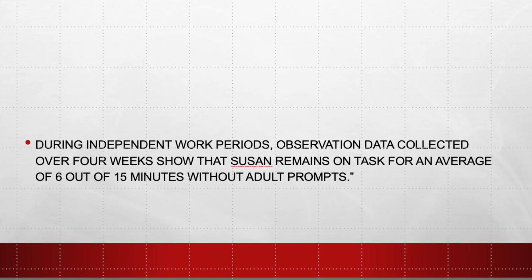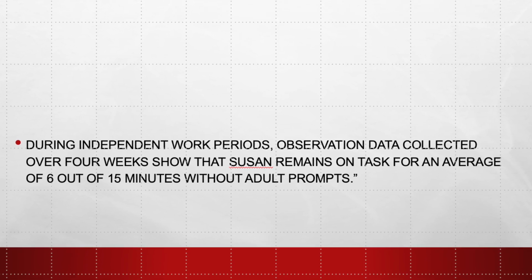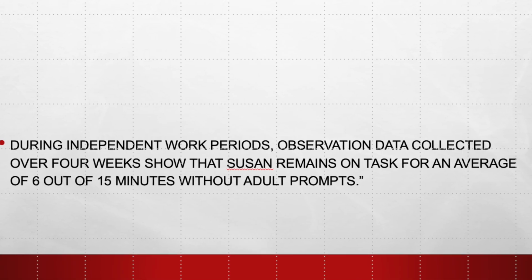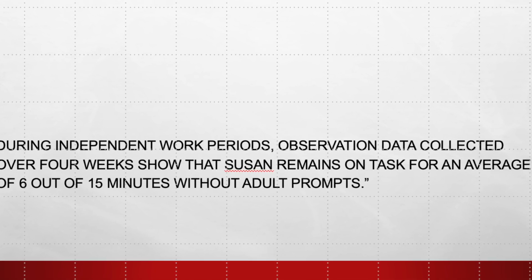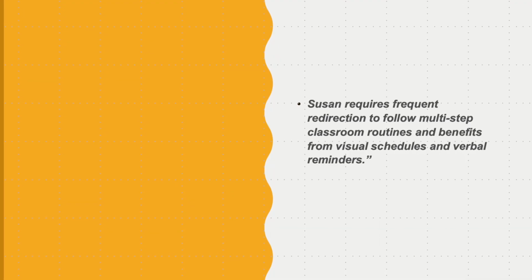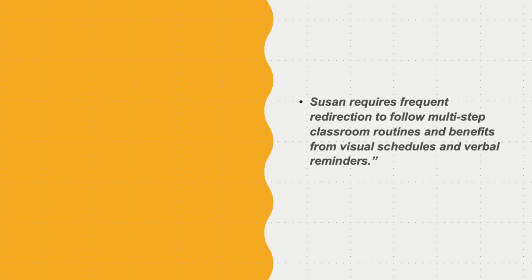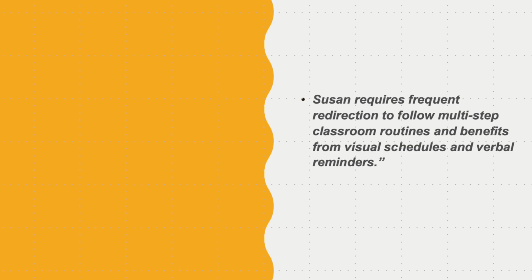During independent work periods, observation data collected over the last 4 weeks shows that Susan remains on task for an average of 6 out of 15 minutes without adult prompts. Here's another one. Susan requires frequent redirection to follow multi-step classroom routines and benefits from visual schedules and verbal reminders. Those examples were observable, measurable, and context-based, and we always want to make sure that's what happens in our functional performance statement. Along with those weaknesses and strengths and functional performance, we also have to look at our data-based statements.